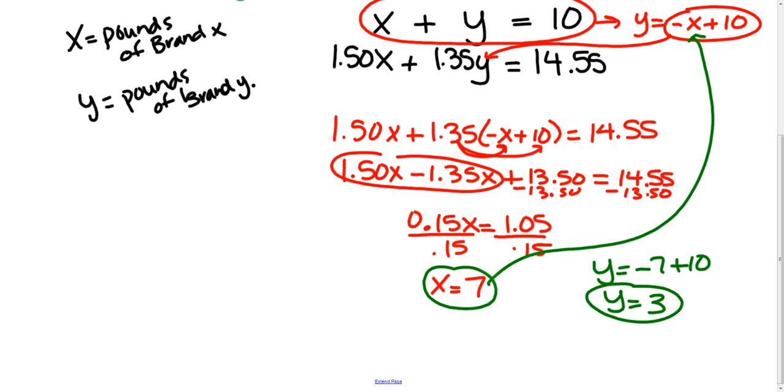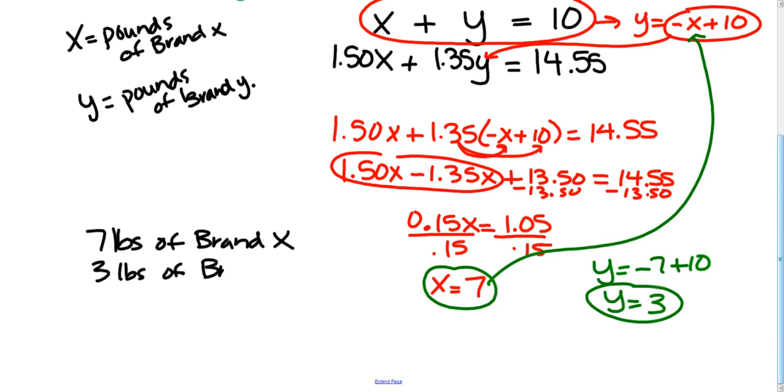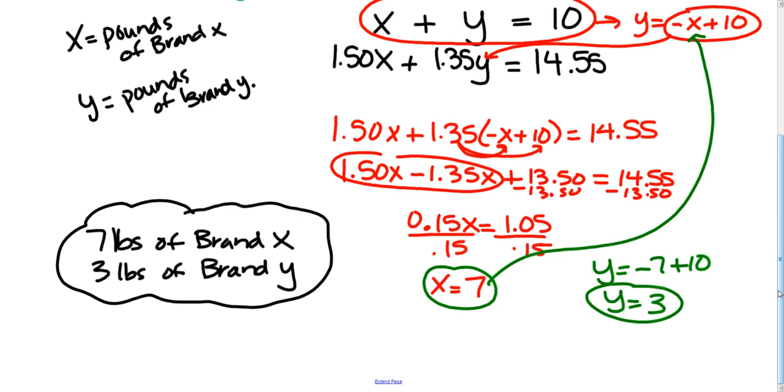Okay, so there's my solutions, but I really want this in context. So I want you to say something like this: 7 pounds of brand X and 3 pounds of brand Y. Okay, so don't just give me a solution, tell me what your solution means, because that's what's important, okay?